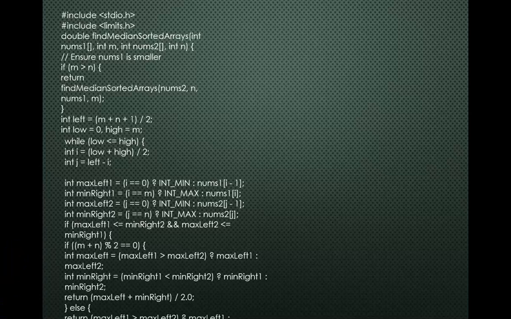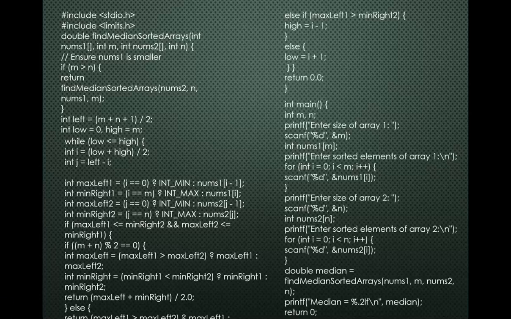And apply binary search to find the partition, checking whether the left half contains the correct number of elements when compared to the right, and every element of the left is less than or equal to every element on the right. So this is the complete picture of my C code.